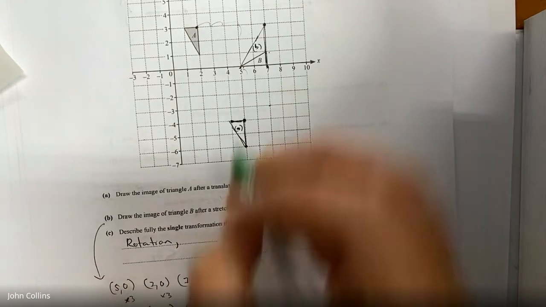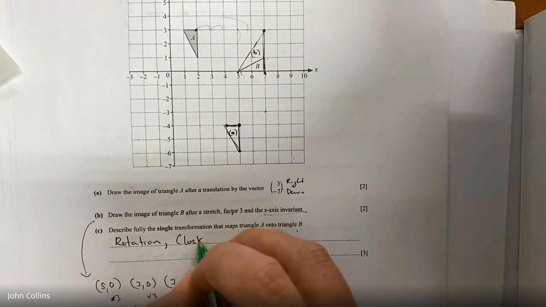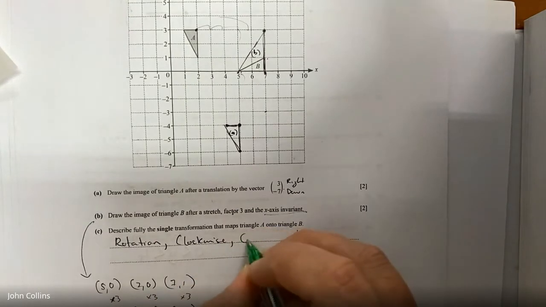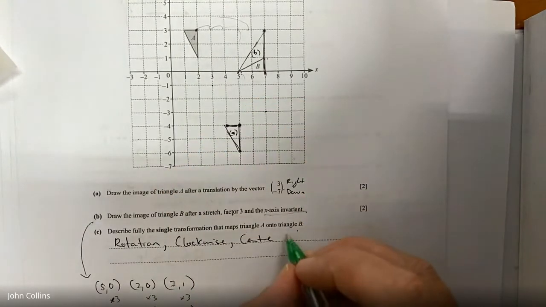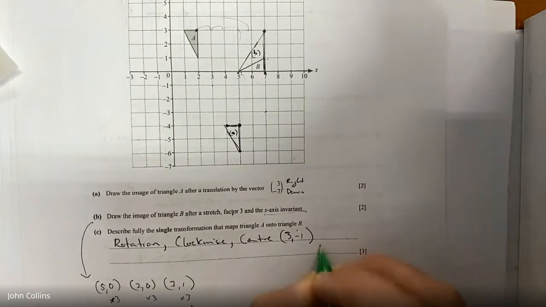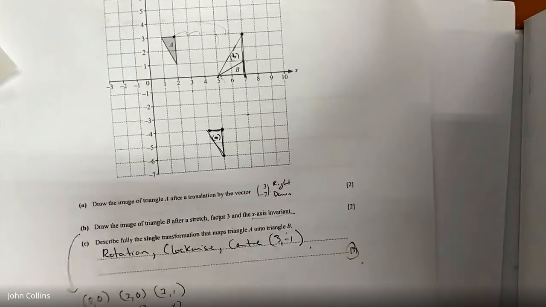Which direction did I go? I went this way. So that's clockwise. With center, what was that point? 3, -1. Okay, so notice 3 marks again. 1, 2, 3 points.